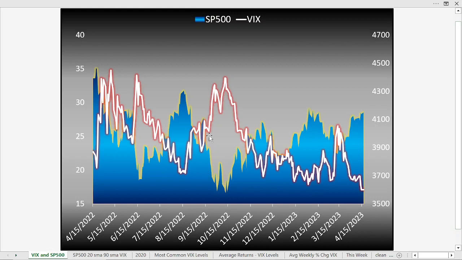So, for example, in September 2022, the S&P 500 went down to pretty significant levels, sold off. The VIX went higher. The VIX hit a level around 34. Present day, the S&P 500's been strong, and the VIX is down near 17. 17 is a pretty significant low.